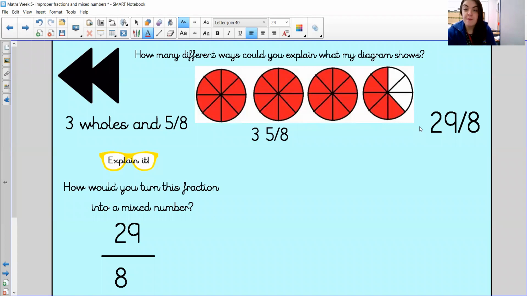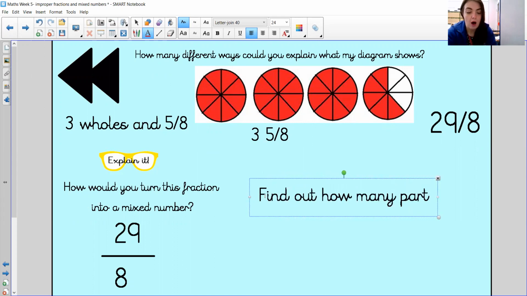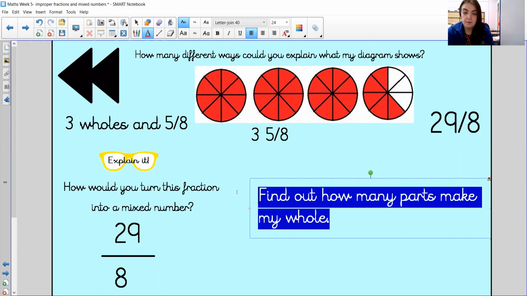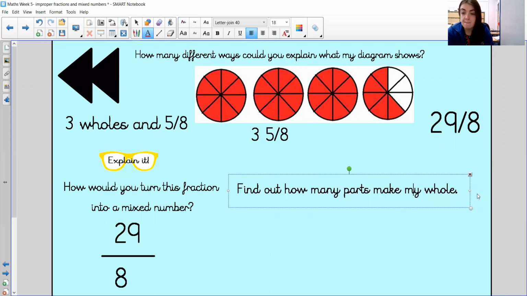So I'm hoping that you've remembered some of those key sort of STEM questions that we have been using. The first thing I would ask myself is I need to find out how many parts make my whole. Okay, because then if I know how many parts make my whole, I am then going to be able to see how many of those wholes I can make. Ooh, sorry, I've got something in the way, so I can't make that any smaller. Okay, so the first thing, find out how many parts make my whole.